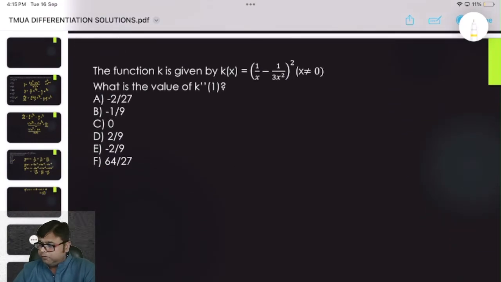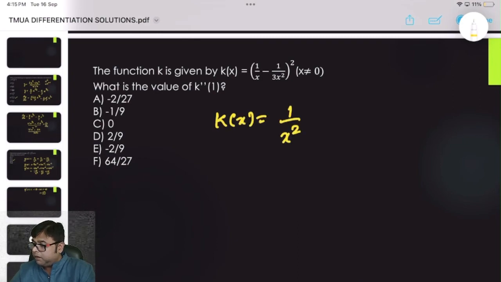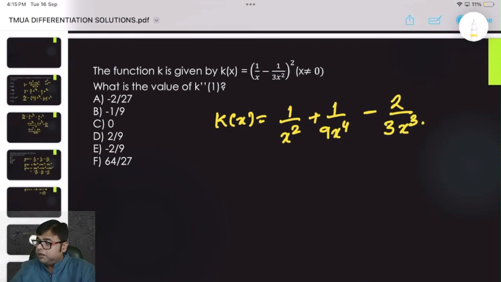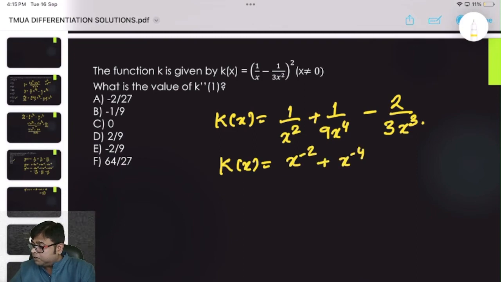Again, similar, but here we need to find the second derivative. As in the previous question, we will first expand it using (a minus b) whole square. So k(x) will be 1 by x square plus 1 upon 9x to the power 4 minus 2 upon 3x to the power 3, which will further give me x to the power minus 2 plus x to the power minus 4 upon 9 minus 2x to the power minus 3 upon 3.